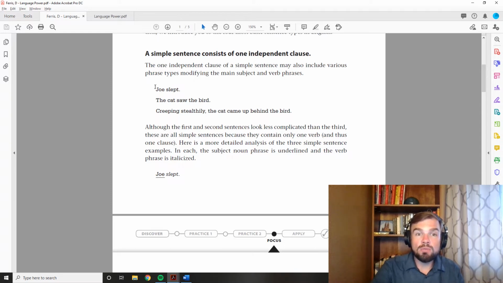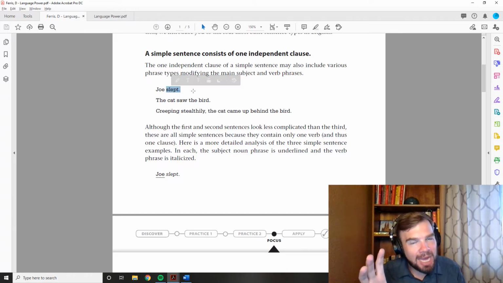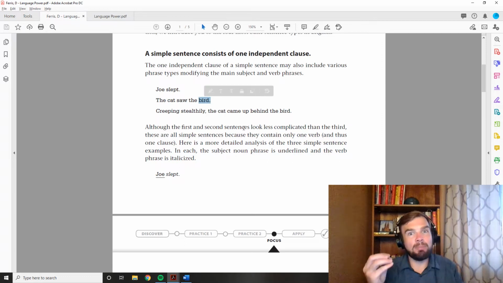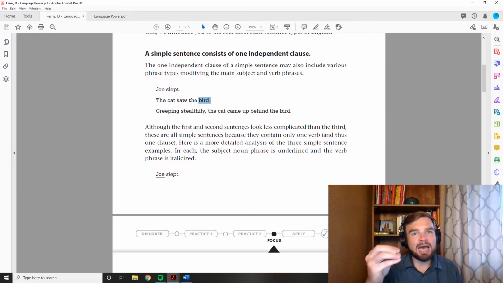So, Joe slept. 2 words, full sentence. Grammar is great, right? Joe slept. Subject, verb. And remember, it's a complete idea. It can stand alone. This is a simple sentence. Sentence 2. The cat saw the bird. So cat is the subject. Saw is the verb. Bird is the object, right? It's the thing that the cat saw.